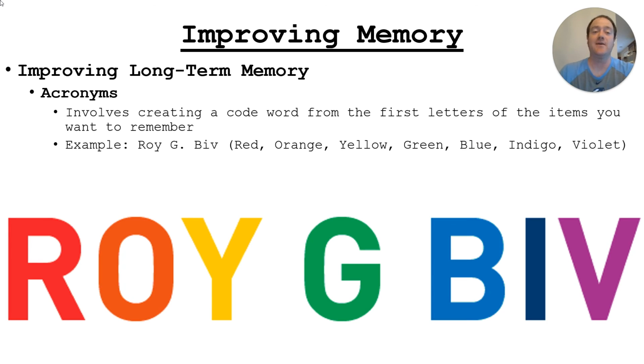And then the last thing, we've all done this, acronyms. Roy G. Biv is the most common to help us remember the color spectrum. It can be anything. People always say PEMDAS for the order of operations in math. It's anything that helps you remember an order or a list of information. It's like a code word to help you remember the first letter of the items you need to remember. So, again, Roy G. Biv, PEMDAS, whatever.